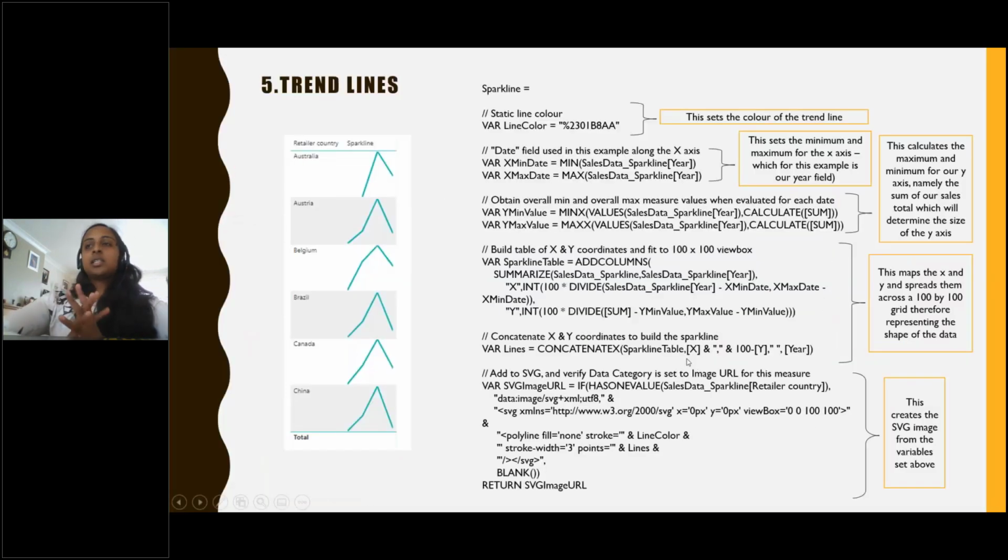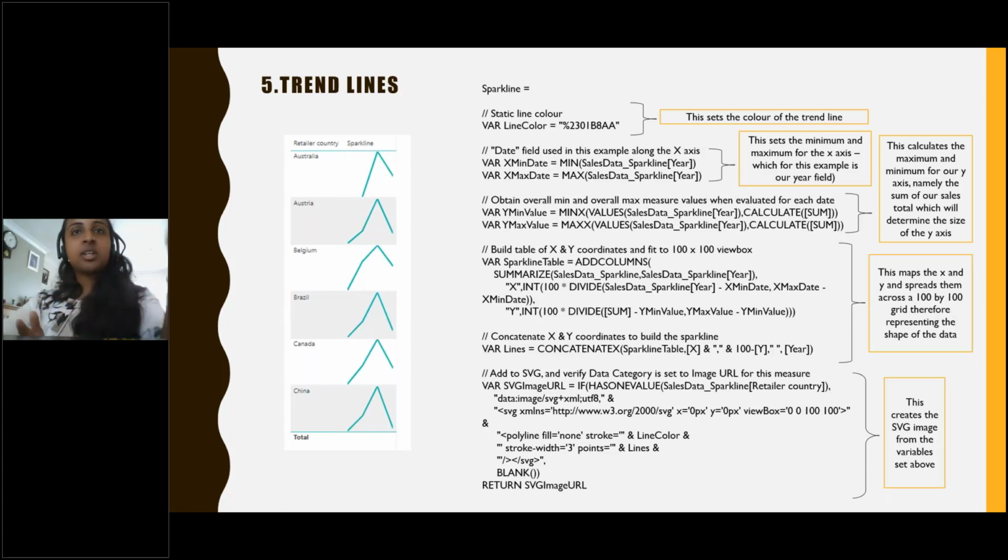Okay, next we'll have a look at trend lines. This is a very cool thing within Power BI using SVGs. What we can actually do is, rather than creating graphs, have the graph sit within our actual table or within our matrix visual. This is great because it will save a lot of space. It will give the user a quick indication of what's happening rather than creating many tables.